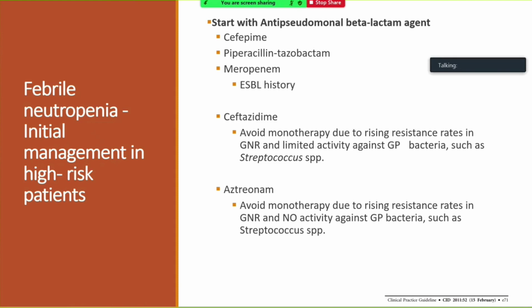Aztreonam is another agent that is sometimes used in patients with a true beta-lactam agent allergy. However, again, it is a poor agent of choice in patients with neutropenic fever for the same two reasons. So rising resistance rate, number one, and no activity against the gram-positive flora. So you should not be using this agent alone.